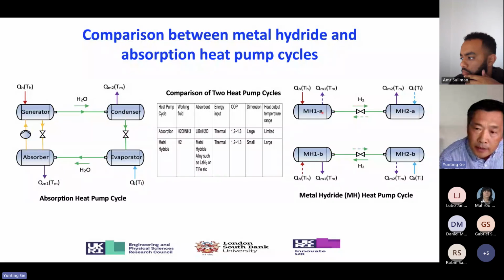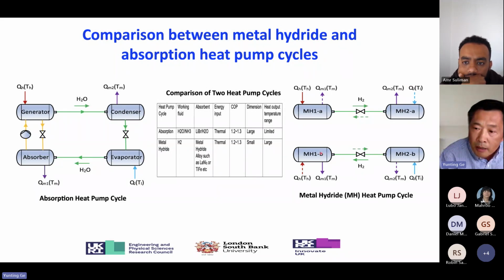Inside each reactor is charged with metal hydride alloy, which absorbs the hydrogen. If the high grade heat QH heats up the high temperature reactor MH1, the hydrogen will be released. By means of the condensation pipe between these two reactors, hydrogen will travel from MH1 to MH2 and be absorbed by MH2. In the meantime, the heat is released with temperature about Tm, similar to the absorption heat pump system.